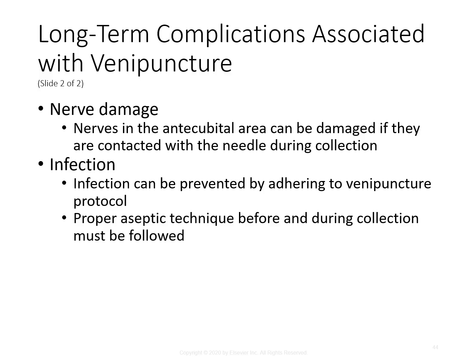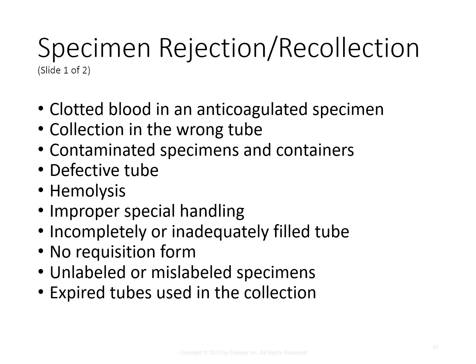Infection can also occur, and that can be prevented by adhering to the protocol, such as cleaning the site and not touching that site after it's been cleaned. We need to make sure that we are using proper aseptic technique before and during collection to reduce the risk of infection. Specimen rejection: there's a whole bunch of different reasons why they can be rejected, and it could potentially be by facility as well. The list here has pretty common reasons why samples could be rejected, and almost all of these can be avoided by proper care before, during, and after the procedure.